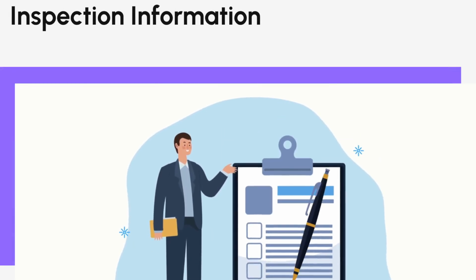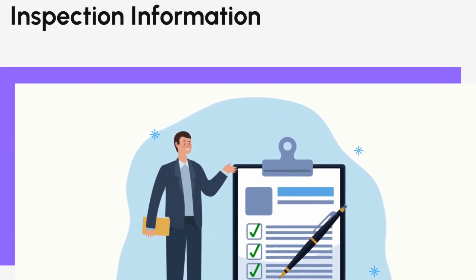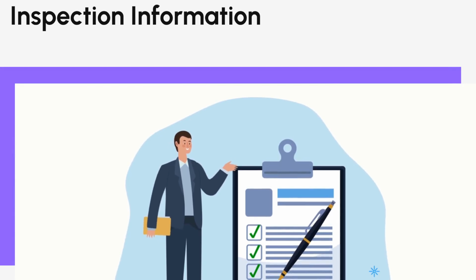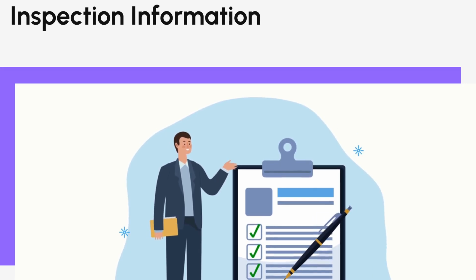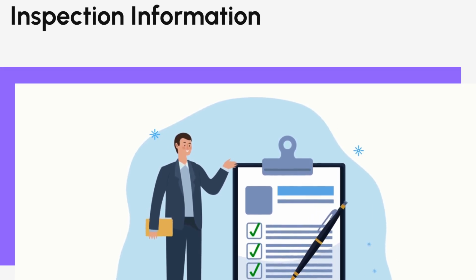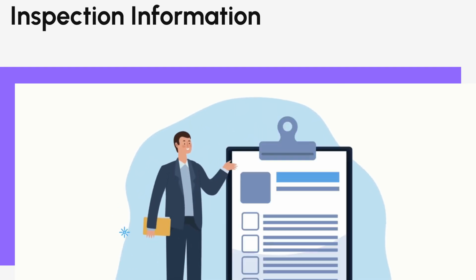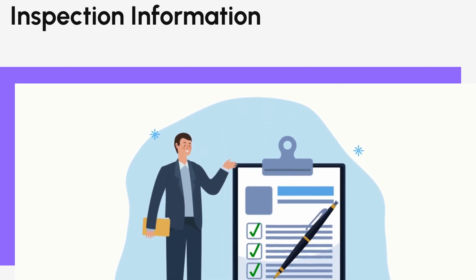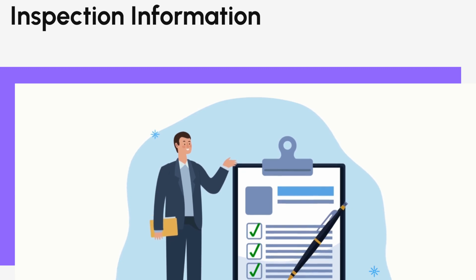Every inspection starts with gathering essential information. Record the inspection date to maintain a timeline. Specify the building name and exact location inspected. Note the inspector's details, including department and weather conditions. This establishes context for the inspection process.